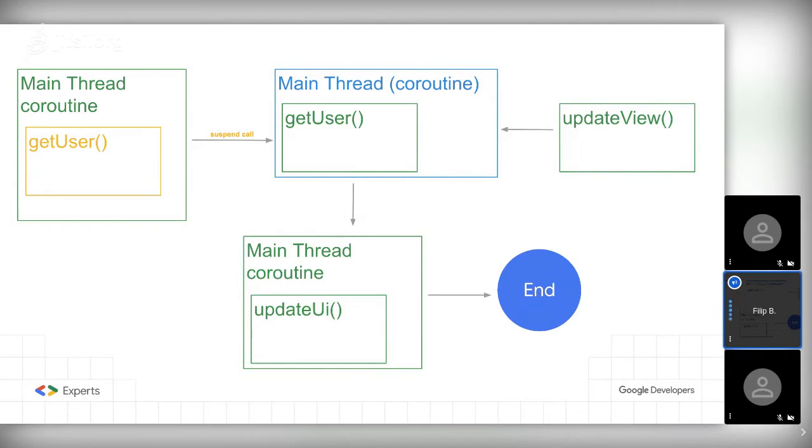And only after the getUser function is finished, it will call back to the main thread coroutine using like a low-level callback. It will say, hey, this value is computed, and now you can call the update view function. So that will trigger the main thread coroutine again, awake it, so to say, and you'll be able to call the update view function or update UI function, whatever you want to call it.